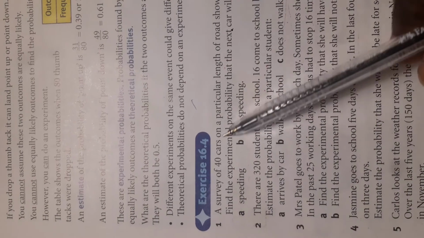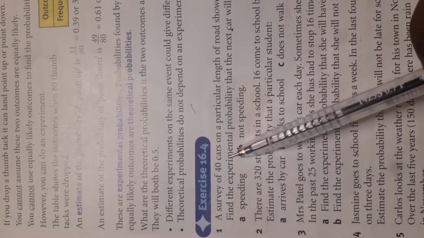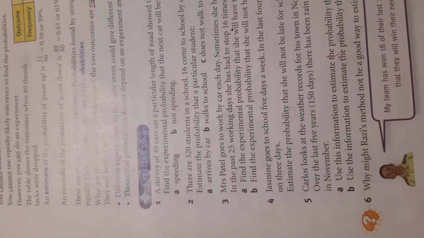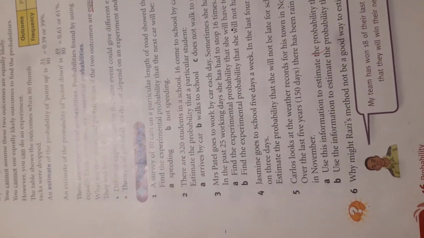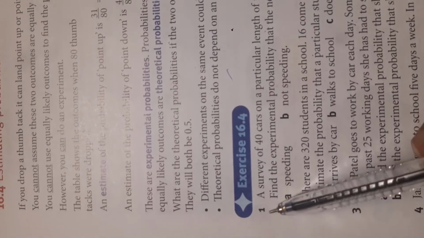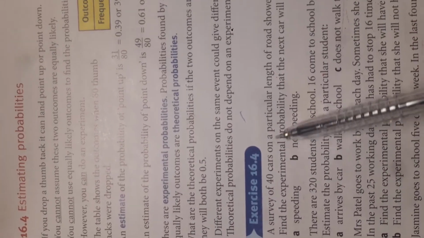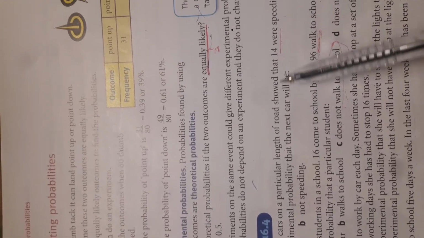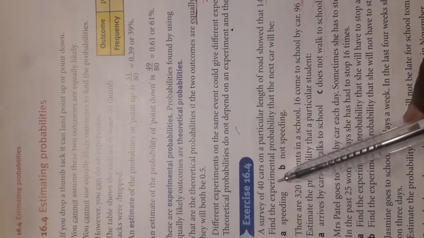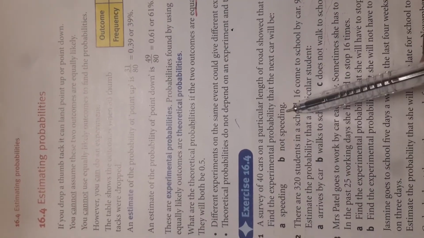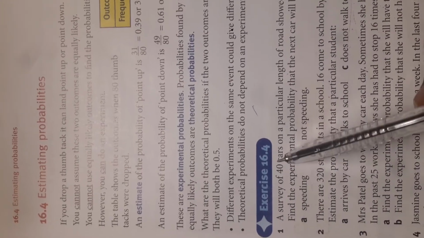Now, very quickly, I'm going to be explaining some exercises from your course book on page 158. I was trying to explain this earlier today. I have a survey of 40 cars on a particular length of road. Show that 14 were speeding, and find the experimental probability that the next car will be A speeding and B not speeding. The total number of cars is 40.